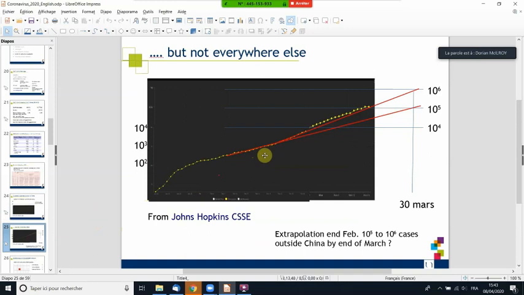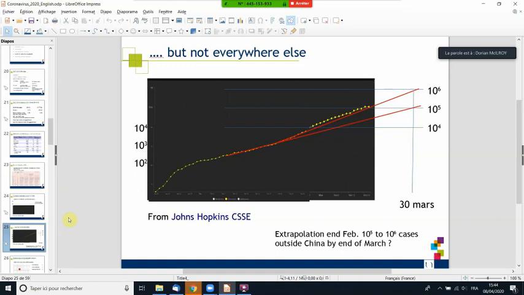And so my extrapolation at that time was that we're going to have somewhere between 100,000 to 1 million cases by the end of March worldwide. And it turned out we had about 700,000 cases at the end of March. So just by doing something like this, you get a good idea of where the epidemic is going. And of course, the world population is like 7 or 8 billion people. So if we do nothing, there's a lot of infections that can still happen.